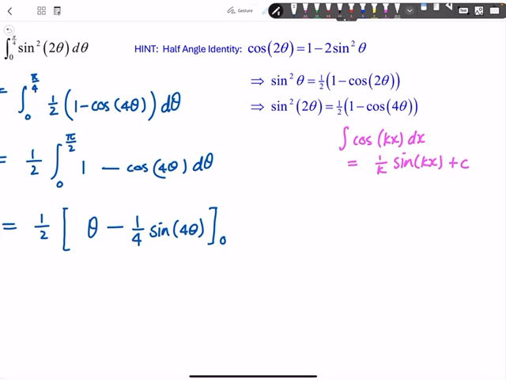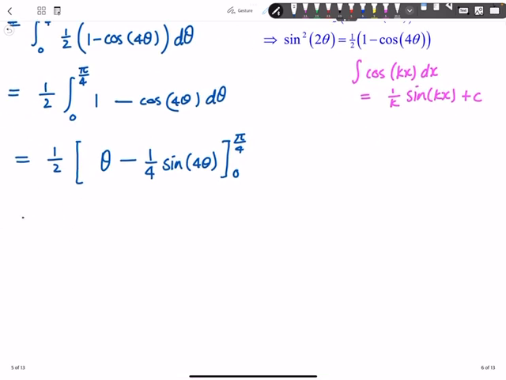And I'm sorry, I just see that I had a small typo. I wrote pi over 2 there. This was supposed to be pi over 4, from 0 to pi over 4. So plug in top minus plug in bottom.